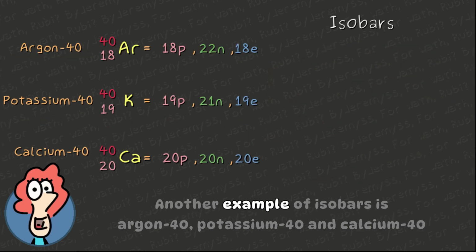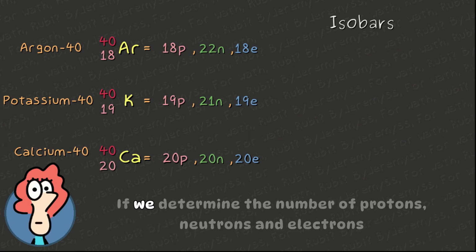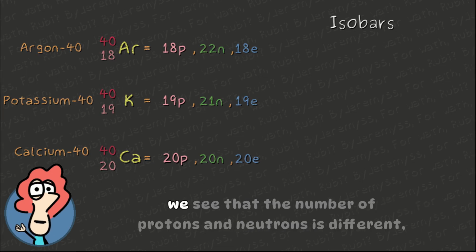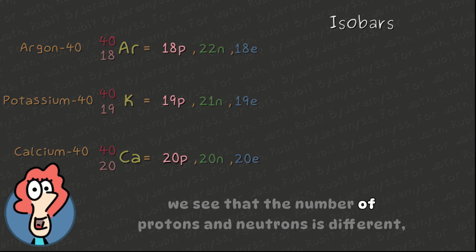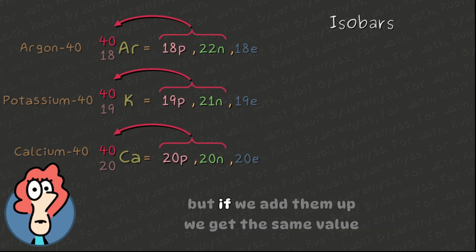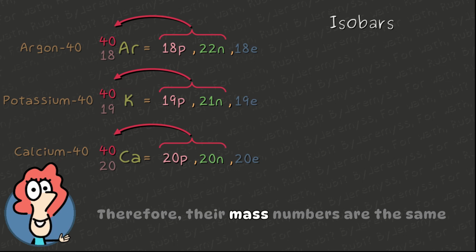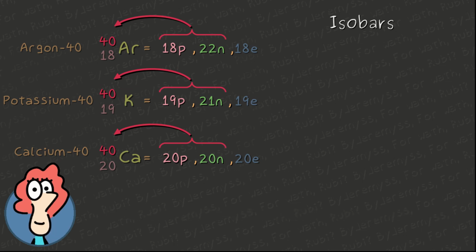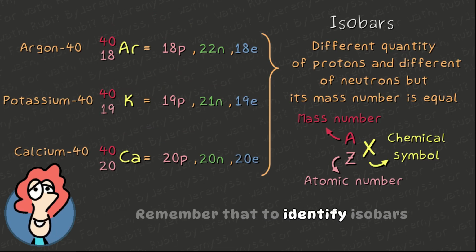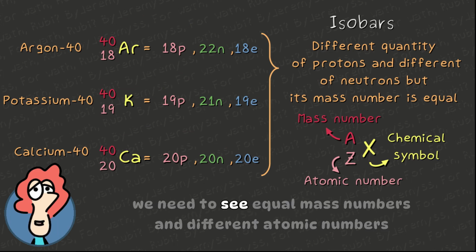Another example of isobars is argon-40, potassium-40, and calcium-40. If we determine the number of protons, neutrons, and electrons, we see that the number of protons and neutrons is different, but if we add them up, we get the same value. Therefore, their mass numbers are the same. Remember that to identify isobars, we need to see equal mass numbers and different atomic numbers.